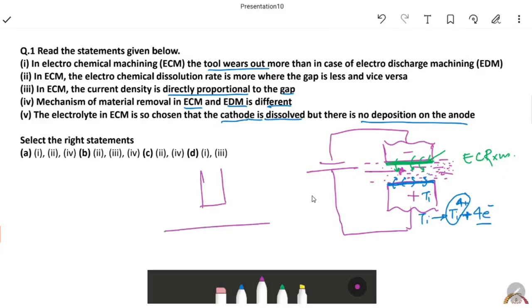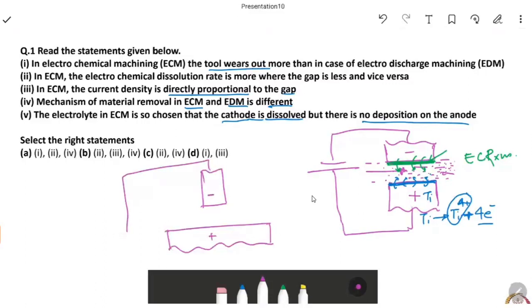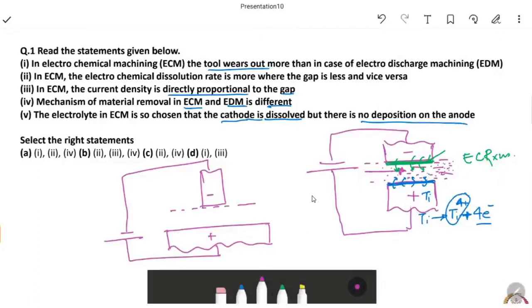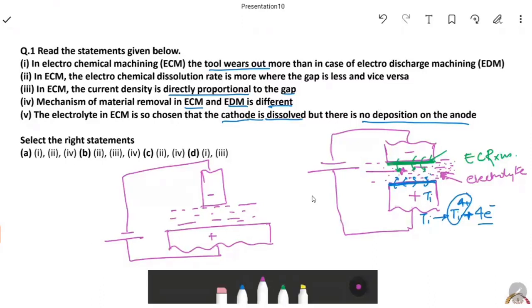the workpiece is maintained as anode generally, and the tool as cathode. And we have a dielectric here. So this was an electrolyte. Electrolyte is a conductor. It makes up the circuit. It doesn't allow the circuit to stay open. Since it is a conductor, the electrons and other ion species can easily flow through it, and it joins the circuit. However, here we have a dielectric.